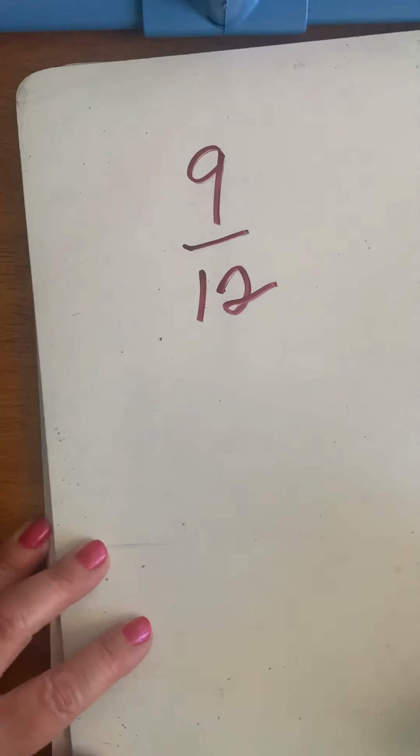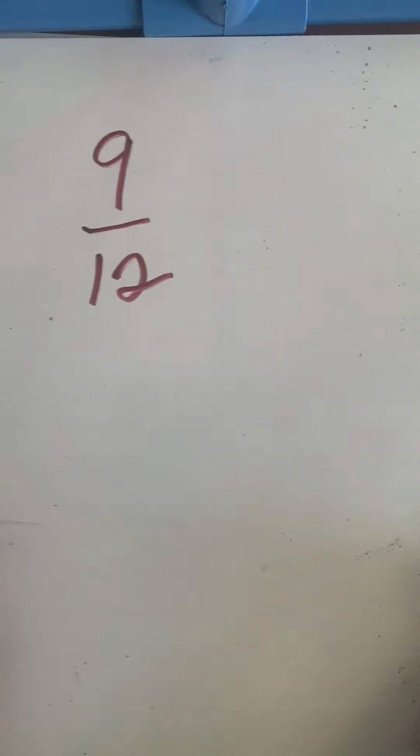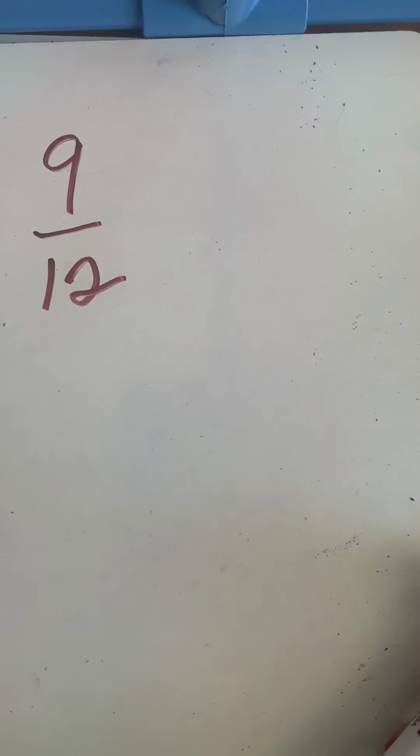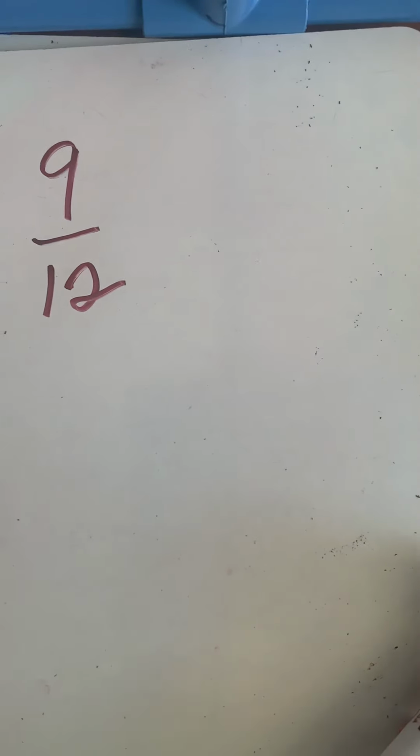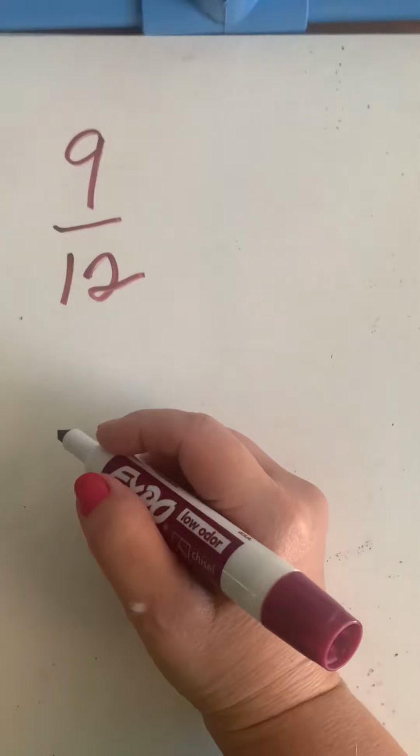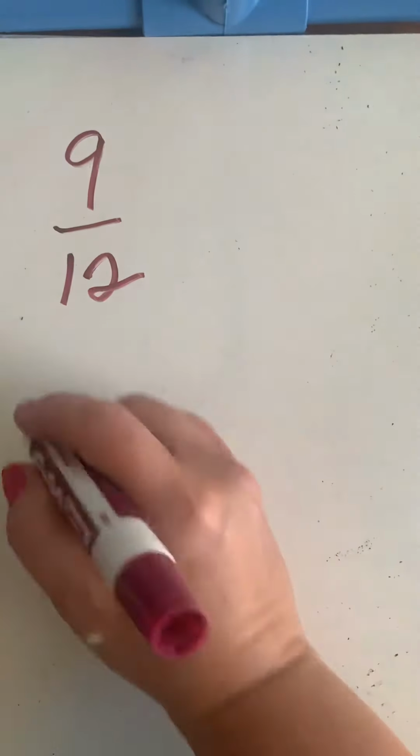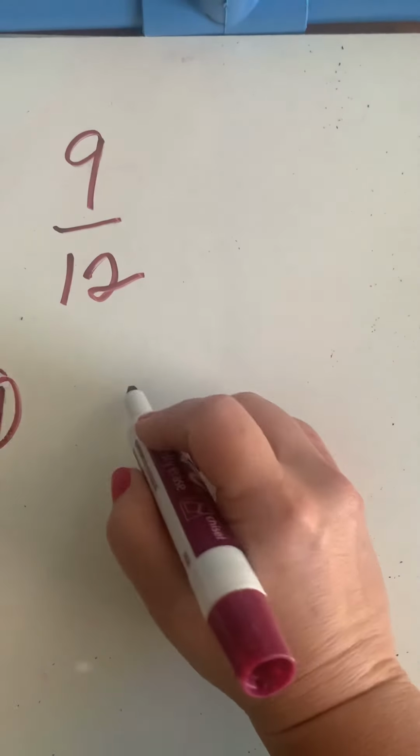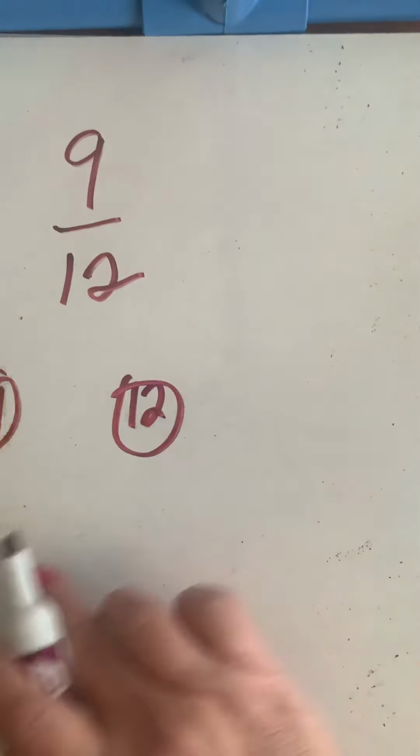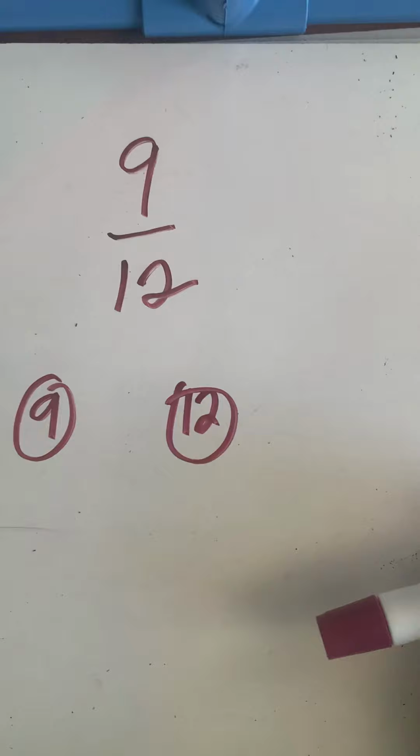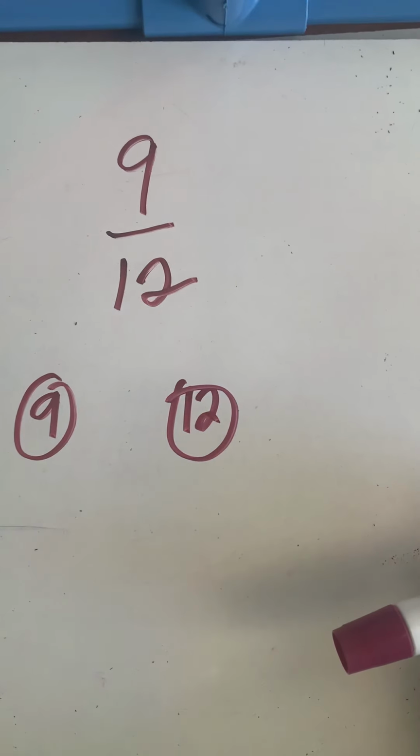Okay, we know that 9 will not go into 12 because we know our multiplication, because 9 times 2 is 18, so 12 doesn't fit in there. So we have to think, okay, now sometimes you will need to list out both numbers like a factor tree when you get to the high numbers.